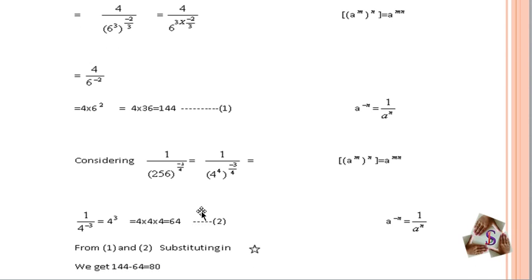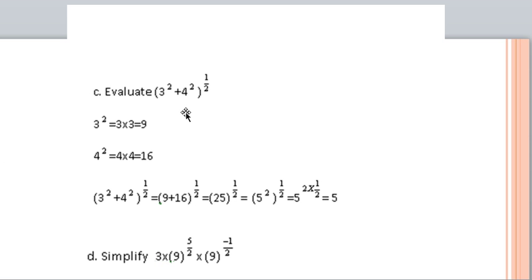Now proceeding on to our next question. 3 to the power 2 plus 4 to the power 2, whole to the power of half. As I told you, when there's an addition sign, we cannot apply the law of exponents. So we will do it separately and then substitute it back there. So 3 to the power 2 is 3 into 3, that is 9. And 4 to the power 2 is 4 into 4, that is 16.